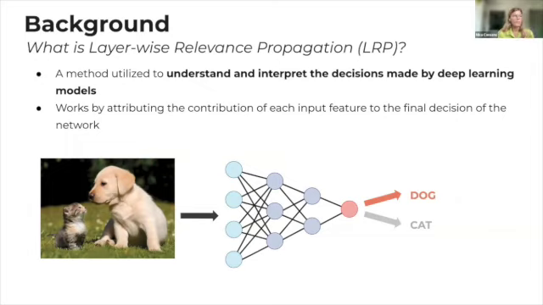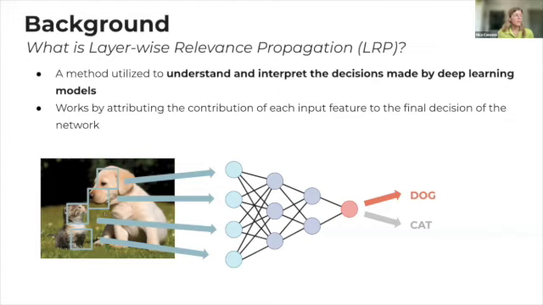And this is essentially a method that's used to understand and interpret decisions made by deep learning models. The way that this works is it attributes contributions of each input feature to the final decision of a model. So imagine if we had a neural network that was trained to predict, given a set of images, whether that image had a dog or a cat in it. Let's say we feed the model an image that has both a dog and a cat, and the network decides that the image is of a dog. So we want to understand why the model made that prediction, because it's not obvious.